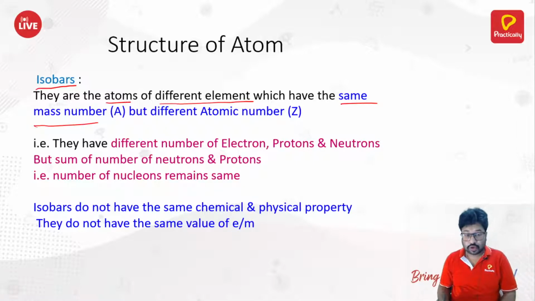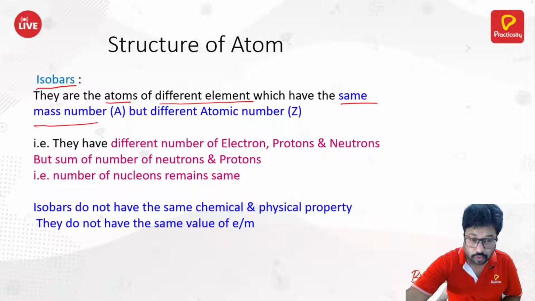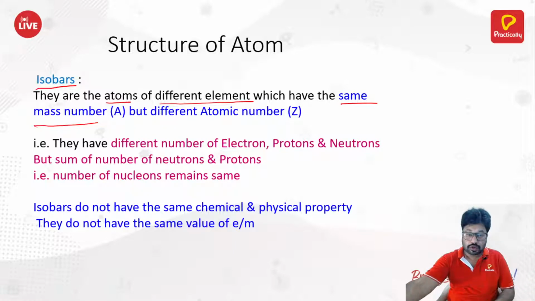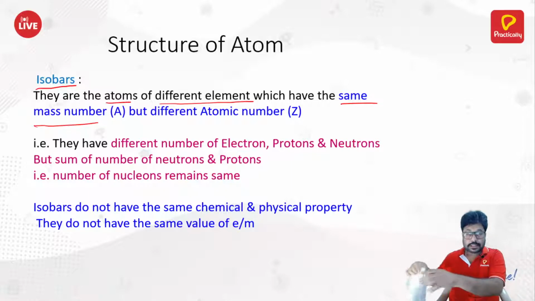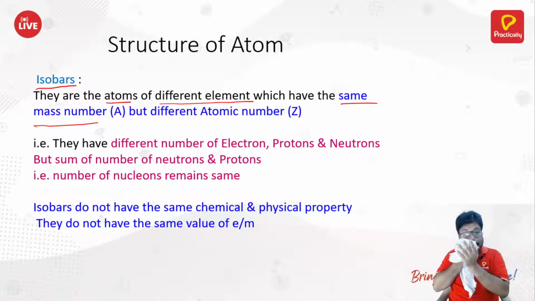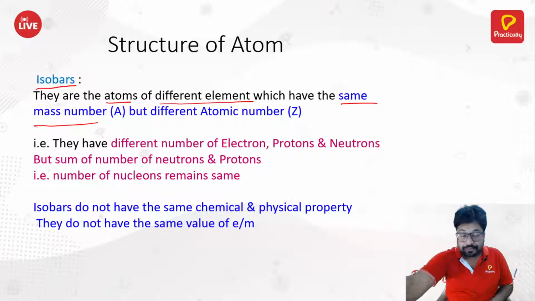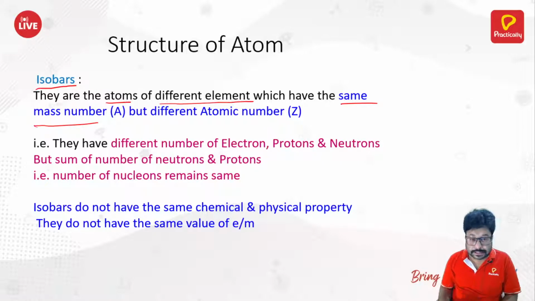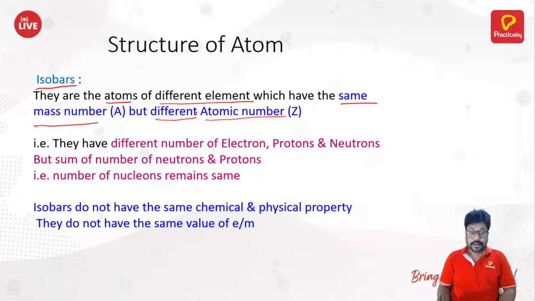I'm extremely sorry. If you look at the last case, where what were the isotopes? The mass number was different, but the atomic number was the same. In this case, the mass number is the same, but the atomic number is different. And such species are called isobars. Okay.